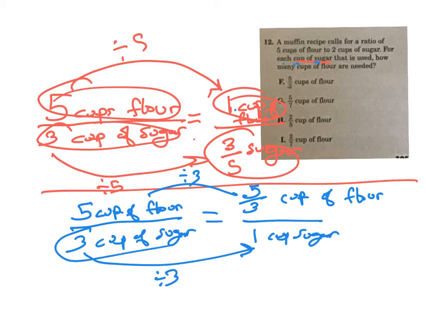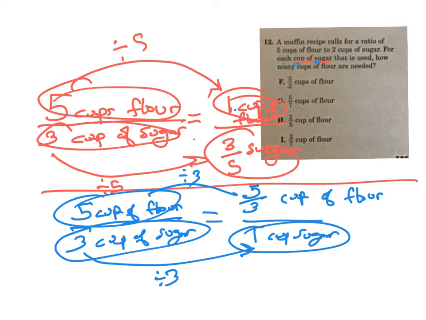So for every 3 cups of sugar, I do 5 cups of flour. For every 1 cup of sugar, I do 5/3 cup of flour, which is F. Okay, you have to read very carefully.